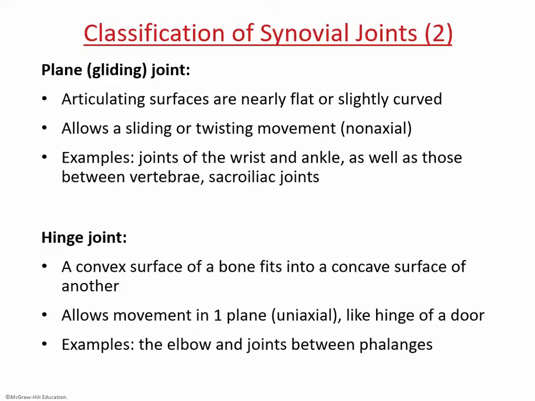Hinge joints are joints that have a convex surface in one bone into a concave surface of another, and it moves like a hinge. It only allows flexion and extension. So the interphalangeal joints of your fingers are examples of that. You can't abduct or adduct, you can't circumduct them, you can't rotate it, you can't glide, you can only flex and extend. So these are called uniaxial joints.